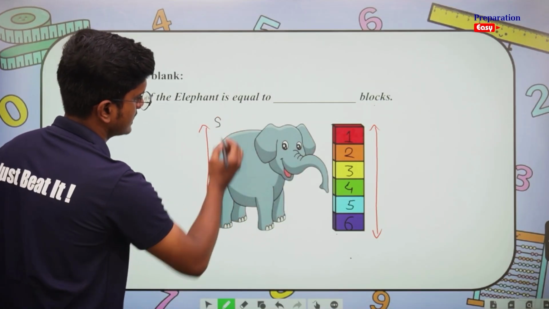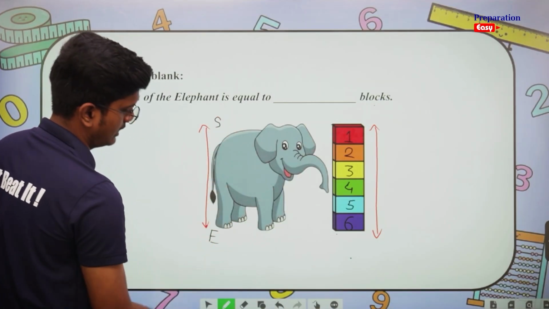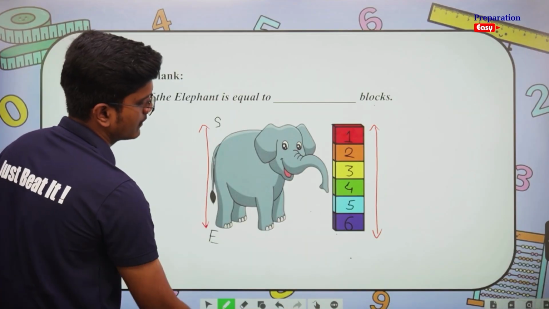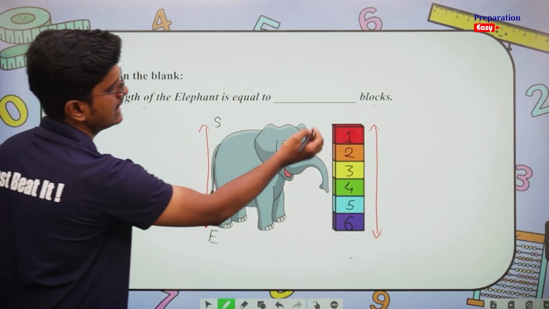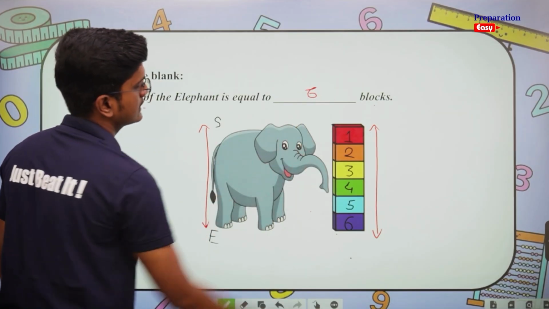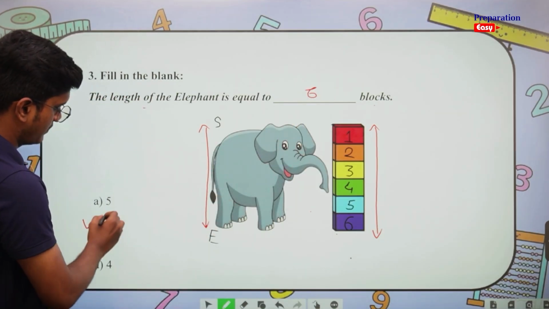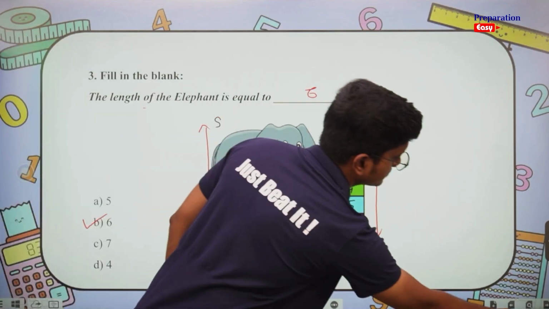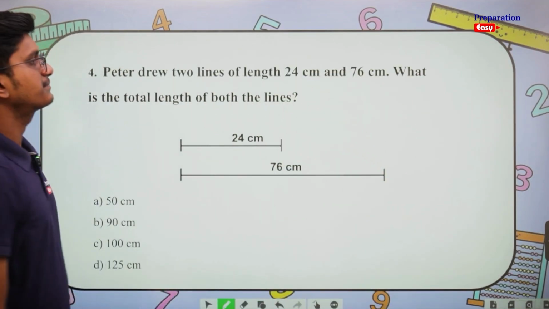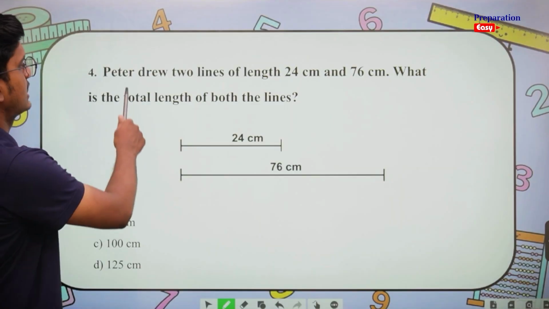So this is the start and this is the end. From start to end we have 6 blocks. So the length of the elephant is equal to 6 blocks. Okay, we have option B as 6 blocks. So this is the length of the elephant. Let's move further.